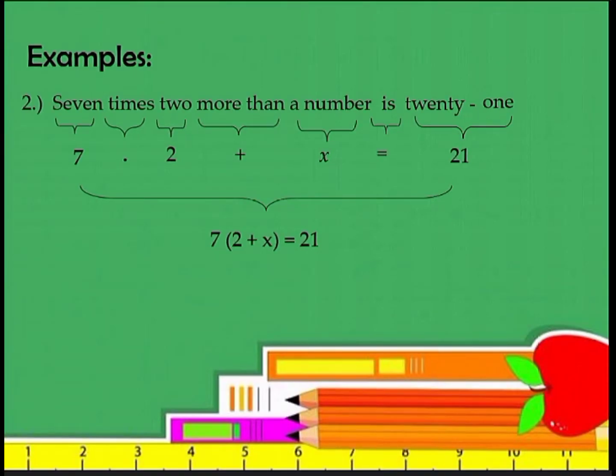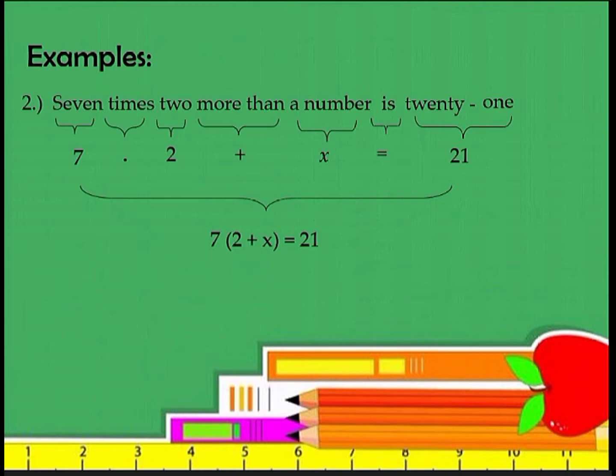So in here, 7 is a number, times is multiplication, 2 is a number, more than is a plus sign, a number is a symbol or any letter, is equal, and 21 is a number.